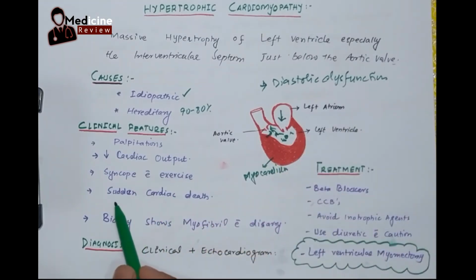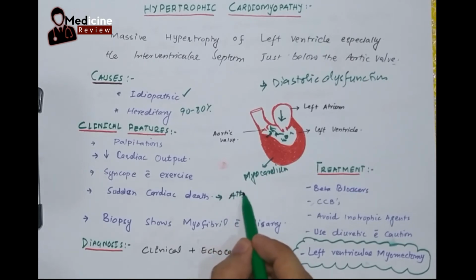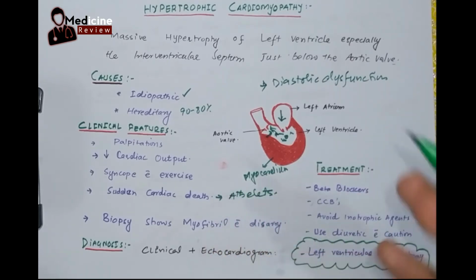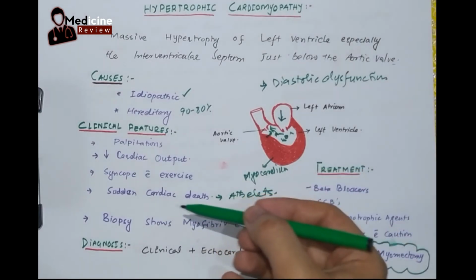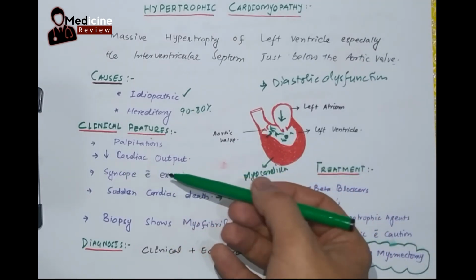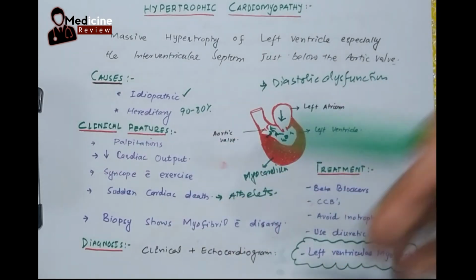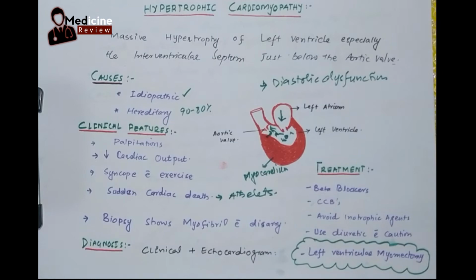In some patients, there will be sudden cardiac death, especially in athletes, like the many athletes we have seen, especially in football or rugby, where the person goes for severe exercise. Because of the decreased stroke volume, or in turn the decreased cardiac output, the person can go into angina, then ischemia, and then even MI. So sudden cardiac death is most common in this type of cardiomyopathy.